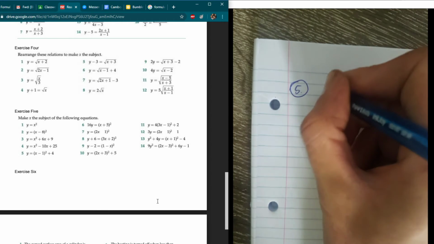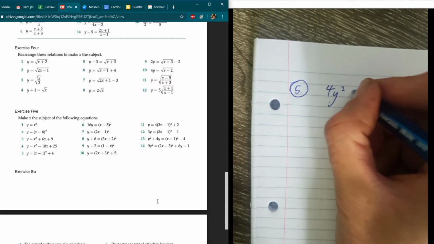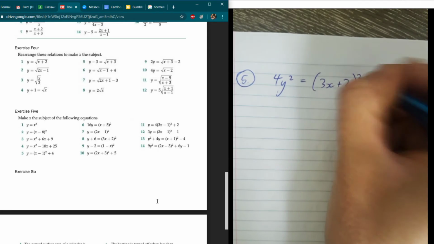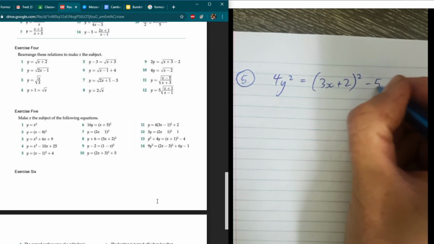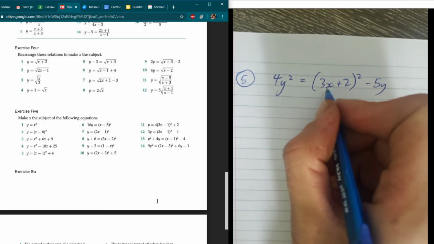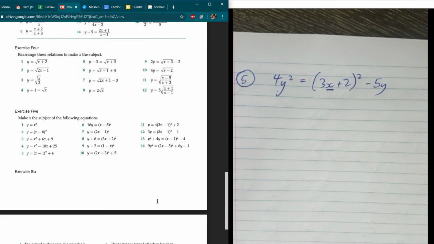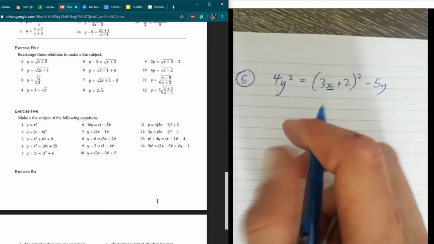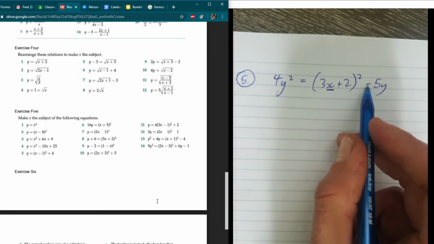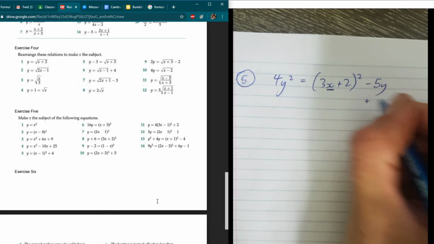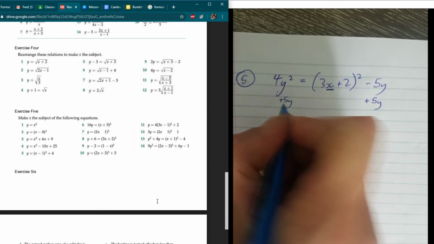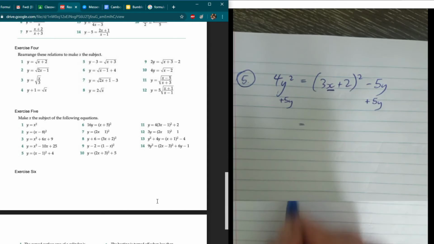We're going to go 4y squared equals (3x plus 2) squared minus 5y. Okay, so we'll do it a little bit slower. We want x to be isolated. We want that to be the subject of the formula. So let's unpack from as far out as we can. Look at this, SAMDEB, subtract. So let's get rid of that first. We do the opposite, so that's add. So we're just going to add that. Keep it equal, so we add the same to both sides. Keep the equal sign nice and centered.